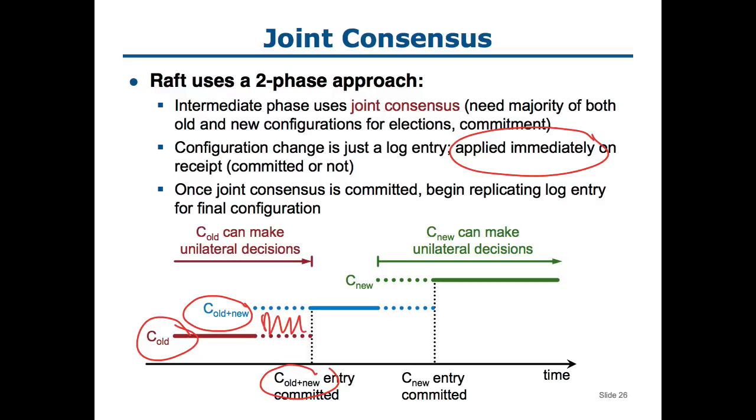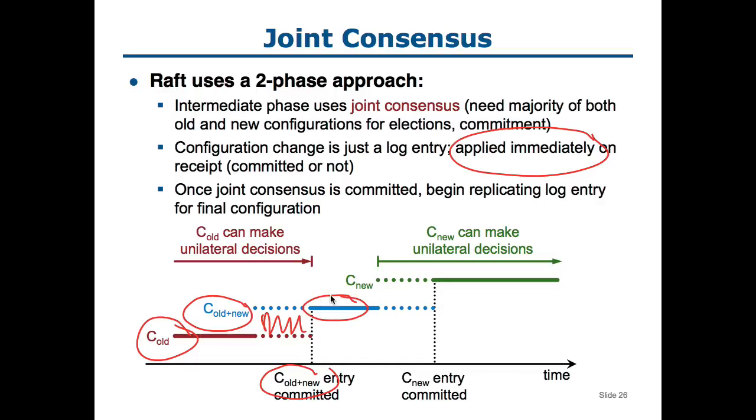Once that happens, it's not possible for any machine to make a decision based purely on C-old. The way to see this is to realize that in order for a leader to become elected, it must hold in its log all of the entries that have been committed so far. So once this C-old plus new entry has been committed, it's guaranteed that any leader that's elected will have that in its log, and that means that leader will be living by it. For example, the decision about whether it won the election will be made based on C-old plus new, and any log entries that it commits will also be committed based on C-old plus new. So at this point, it's no longer possible for any server in the cluster to make decisions based purely on the old configuration.